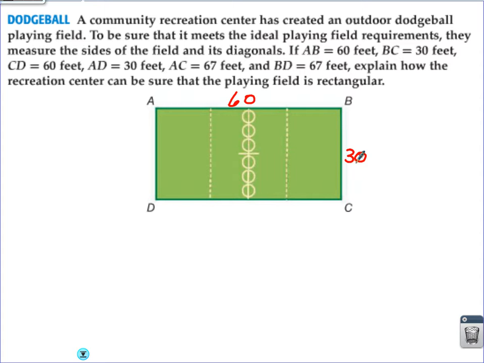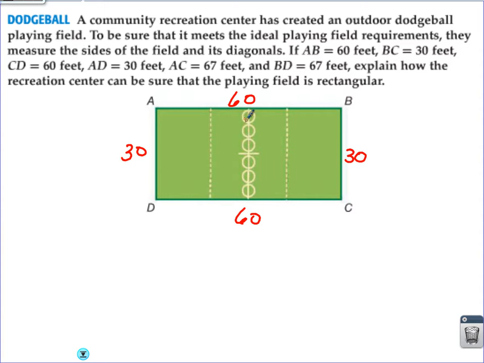CD is 60 and AD is 30. Okay, stop there. Is that enough to say, hey, yeah, that's a rectangle, we're good? No. But it is enough to say that it's a what? That is a parallelogram. If you remember, there are 6 ways, including the definition, to determine if something's a parallelogram. If opposite sides of a quadrilateral are the same, you have a parallelogram.